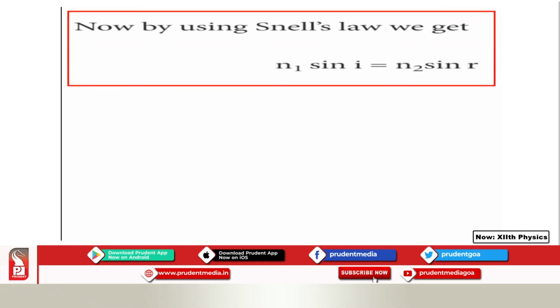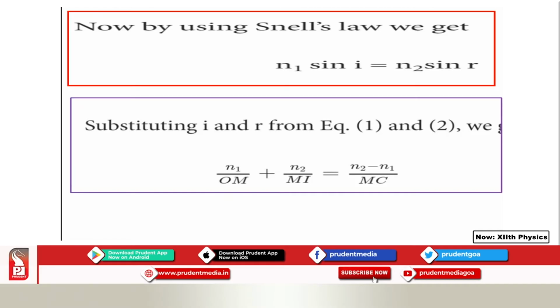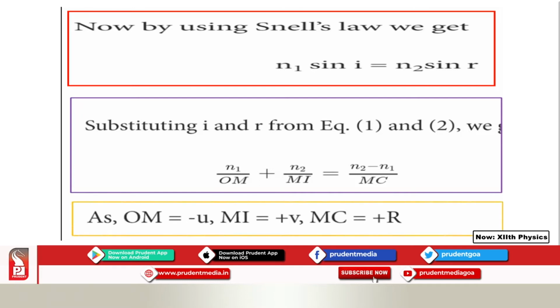So, let us use the Snell's law. We all know this, that is N1 sin I equals N2 sin R. So, substituting I and R and cancelling out, this is what we get: N1 upon OM plus N2 upon MI equals N2 minus N1 upon MC. Now, what is OM? OM was the object distance, MI was the image distance, and MC was the radius of curvature.